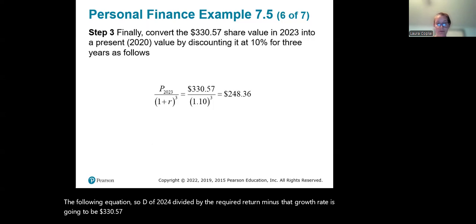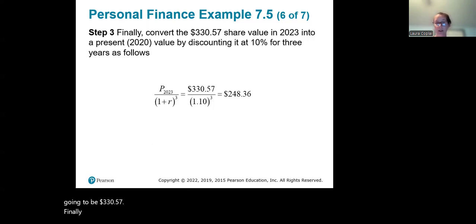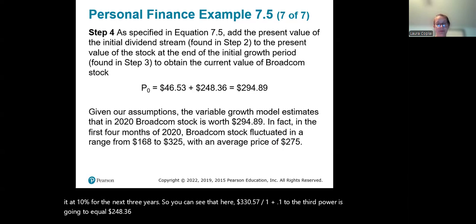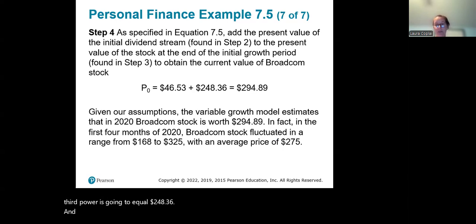$330.57. Finally, we're going to convert that into a value per share, into today's dollars, 2020 dollars, by discounting it at 10% for the next 3 years. So you can see that here, $330.57 divided by 1 plus 0.1 to the third power is going to equal $248.36.